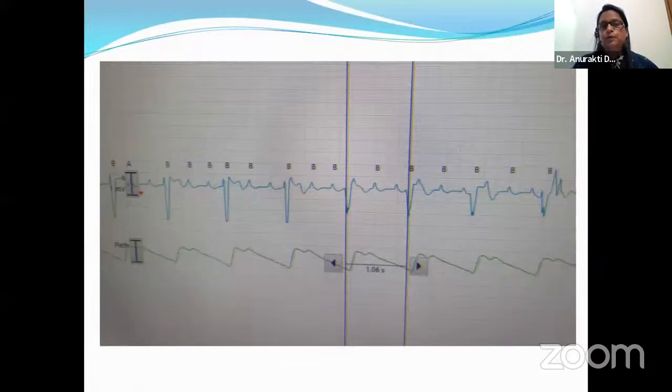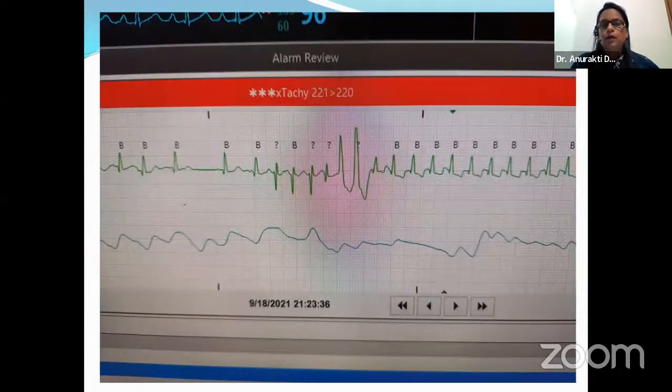This is a patient with repaired CHD, which has, if you can see, atrial arrhythmia with one-third of the ventricular rate. And this is also one of the repaired CHDs. So you can always see there are two premature atrial beats which are triggering the supraventricular or atrial arrhythmias.